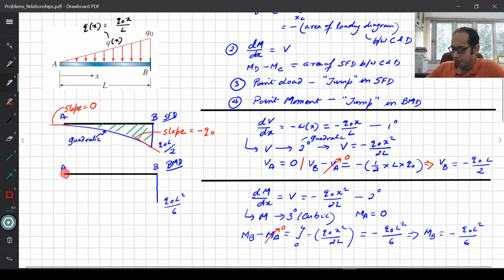Now, although the value is 0 here, what is the slope? Again, go back to the relationships. The slope at x equals 0 is equal to the value of the shear at x equals 0, which is 0. So here again you have a 0 slope. Let's mark that. So here you have a flat slope, and let's draw the bending moment diagram. It's a cubic line. And here, what is going to be the slope?